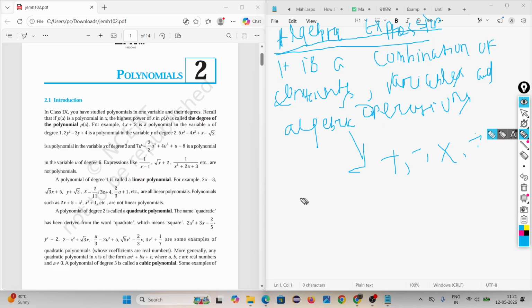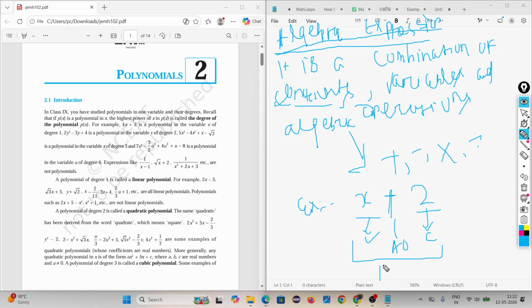What does it mean? Look, x plus 2 is an example of an algebraic expression. It is a combination of a constant, here 2 is a constant, x is a variable, and algebraic operations. Look, plus is there, no? This is called an algebraic expression. It is a variable, it is a constant, and it is an algebraic operation, and together we call it an algebraic expression.